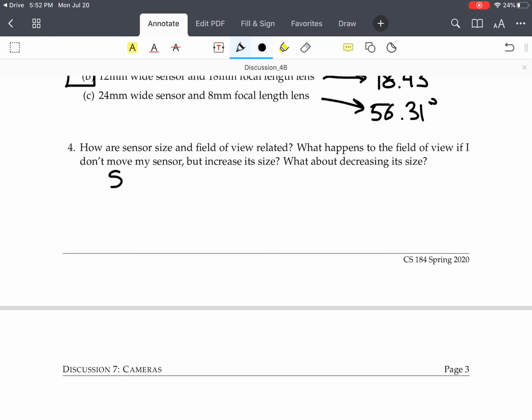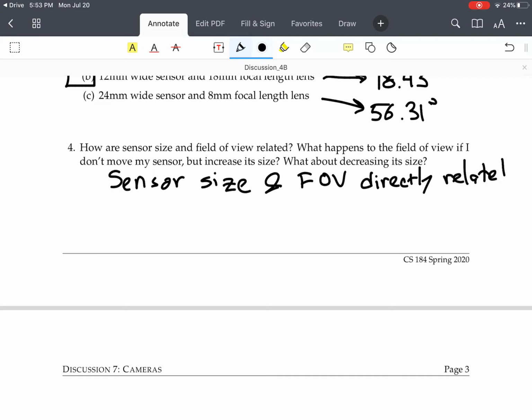Okay, so sensor size and field of view are directly related. So if we go larger sensor size, that corresponds to a larger field of view. Okay, pretty straightforward.